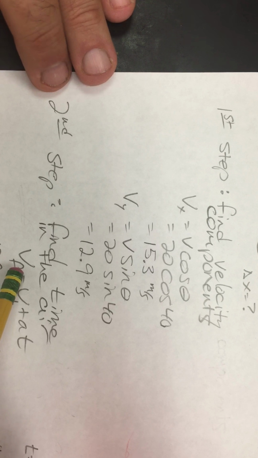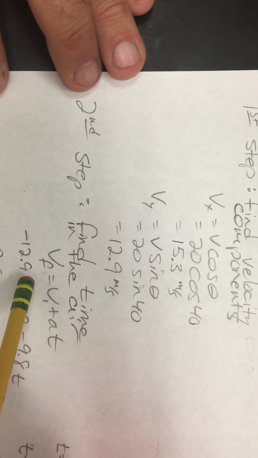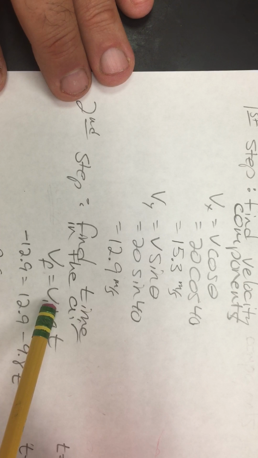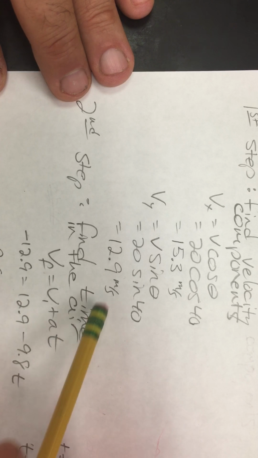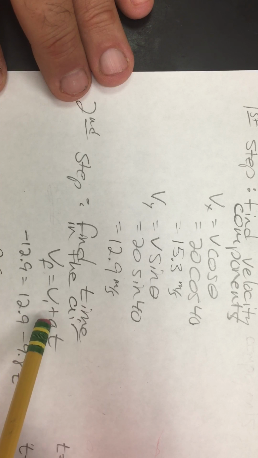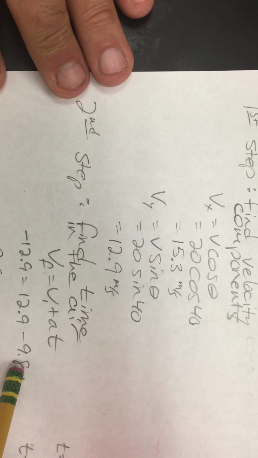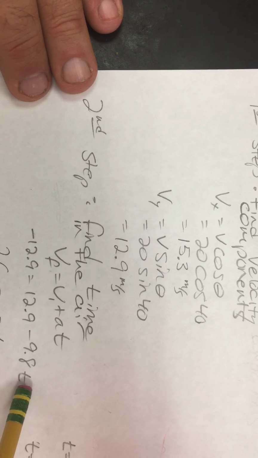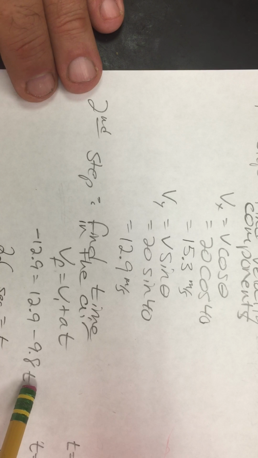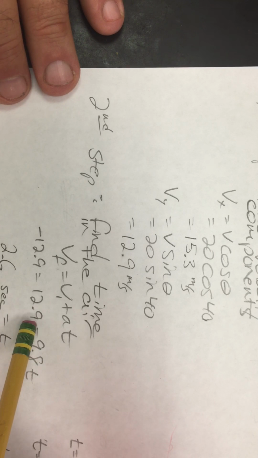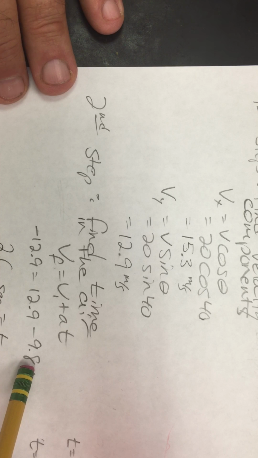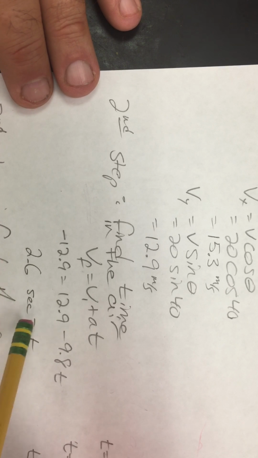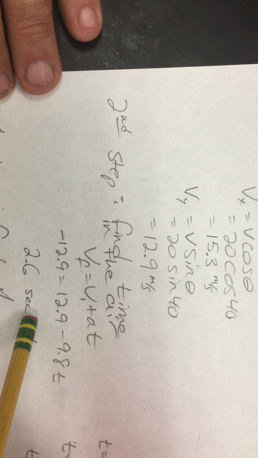So the final velocity is going down, negative 12.9. The initial y component is going up, positive 12.9. Those were coming from this Vy here. The acceleration is caused by the force of gravity. It's always downwards, negative, and we have the 9.8 for the size, times the flight time that we're trying to figure out. To do this, you first subtract off 12.9 from both sides, and then you divide by negative 9.8, and you'll get 2.6 seconds in the air.